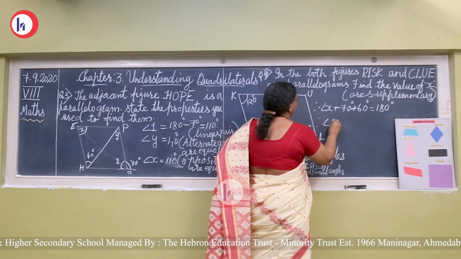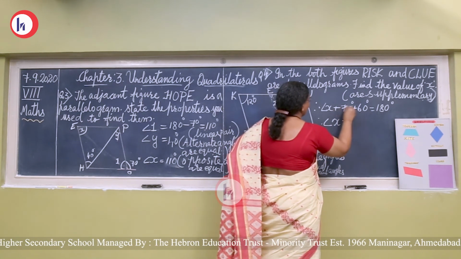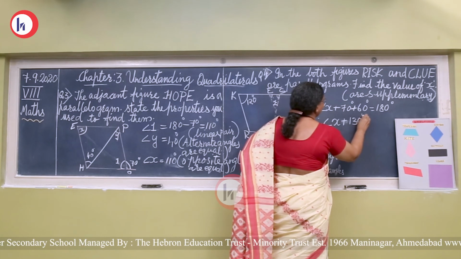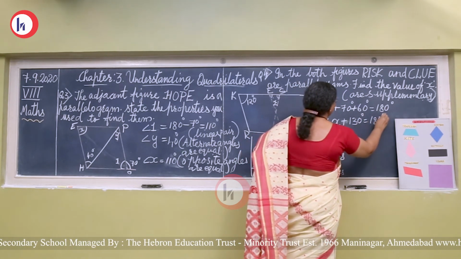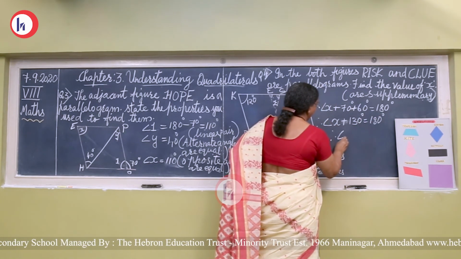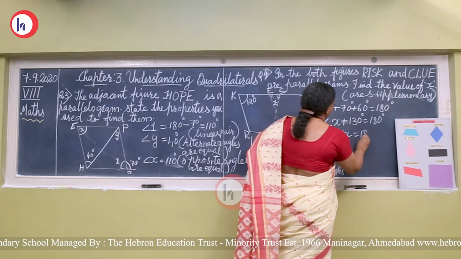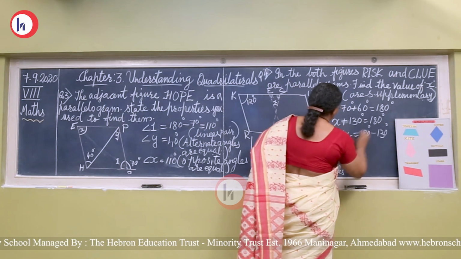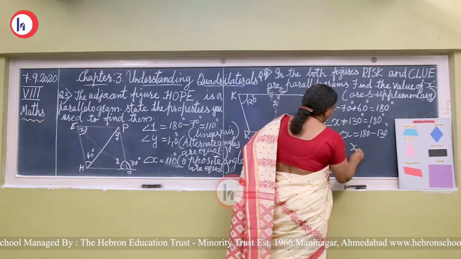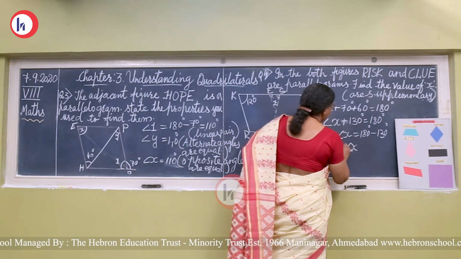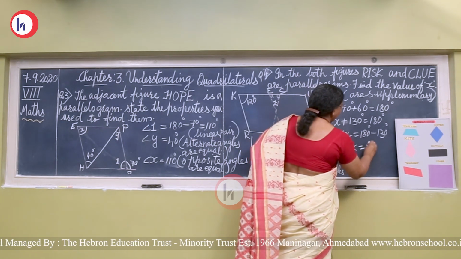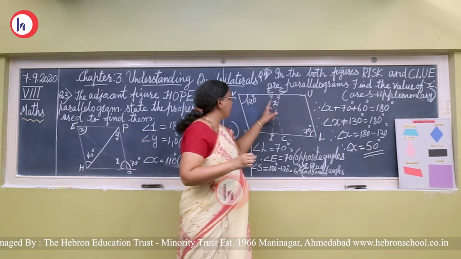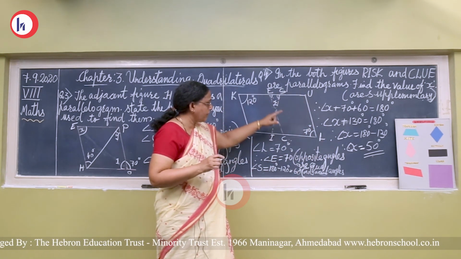Therefore, 70 plus 60 is 130. X plus 130 degree is equal to 180 degree. Therefore, angle X is equal to 180 degree minus 130 degree, that is angle X is equal to 50 degree. Thus, we found out the value of X by using different properties.